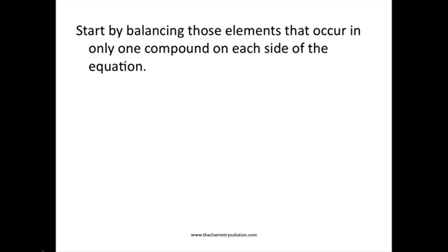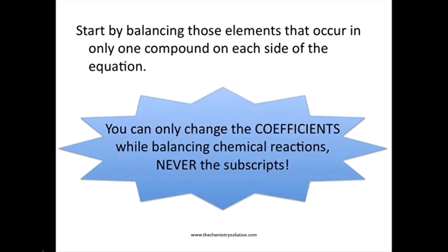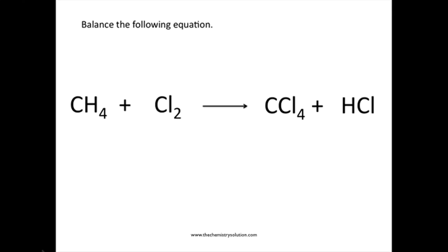Now remember, when balancing chemical equations, you can only change the coefficients in front of the reactants or products in a chemical reaction. You can never change the subscript. If you change the subscript, you're actually changing the identity of the compound. Let's take a look at an example and try balancing this equation.